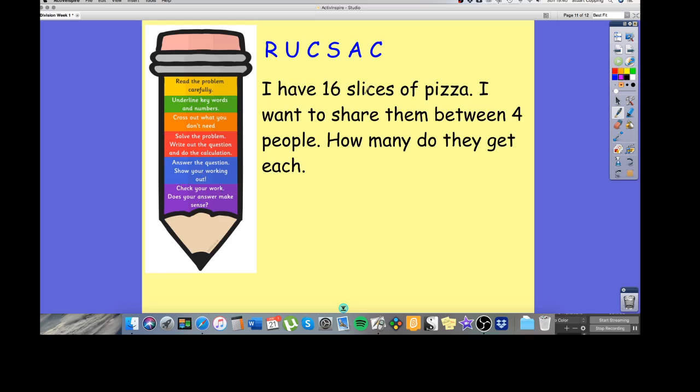So read the question. I have 16 slices of pizza. I want to share them between 4 people. How many do I get each? Okay, I've done this one. I've done the reading. Underline the keywords and numbers. I have 16 slices of pizza. I want to share. The word share tells us that we're going to be doing some dividing between 4 people. So that's the number of groups we're going to need. How many do they get each?